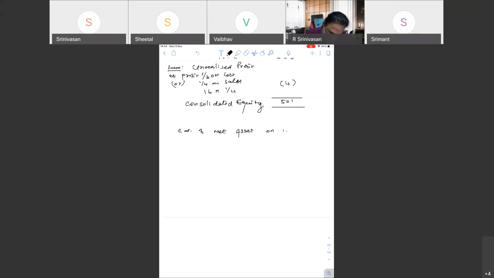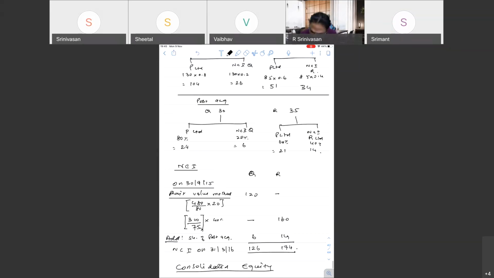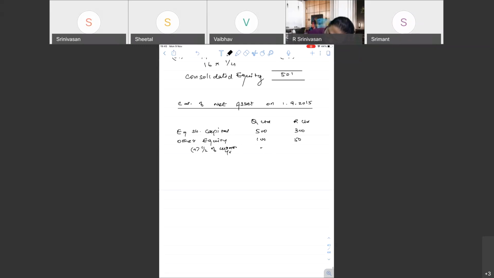On the date of purchase, 1/9/2015 date of acquisition. Okay. Here Q Limited. Equity share capital. How much is the equity share capital? Equity share capital here they have given as 500 and 300. Okay, 500, 300. Other equities 100 plus 15 plus half of current year. The half of current year, that is 30 and 35.